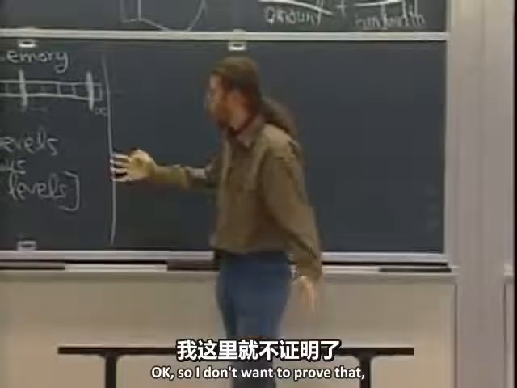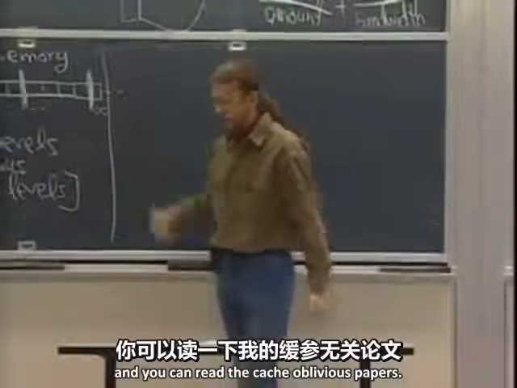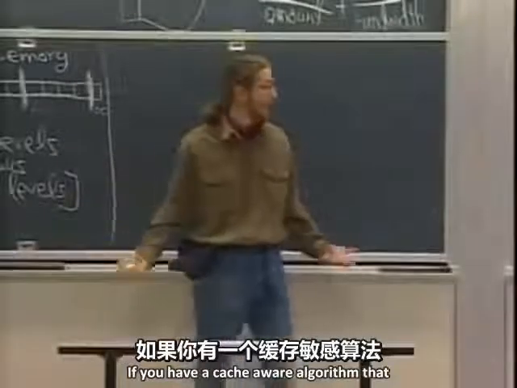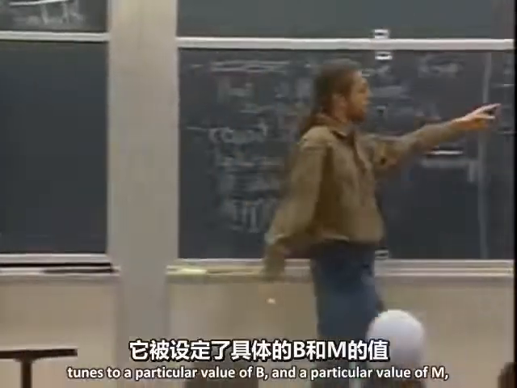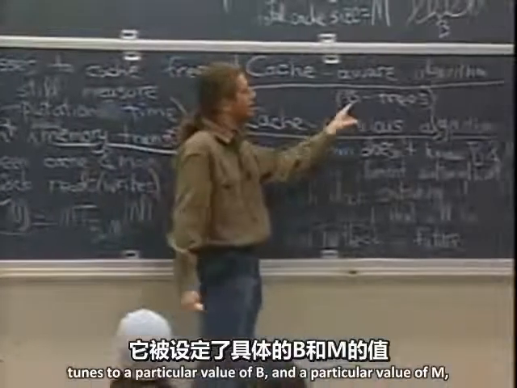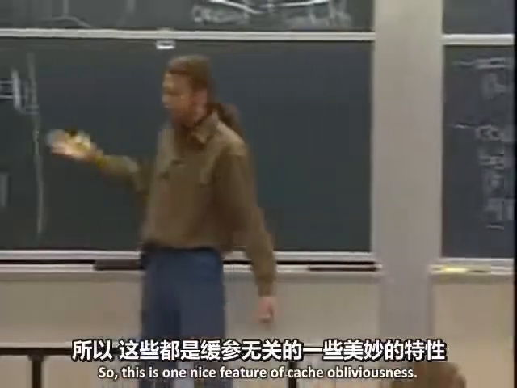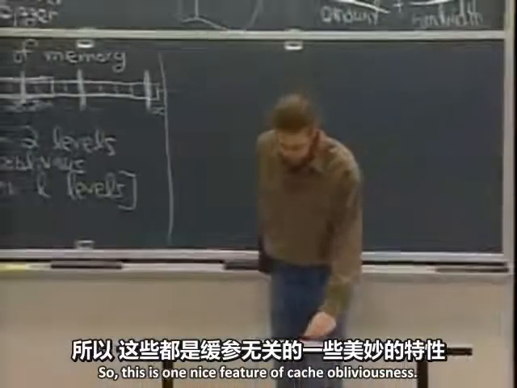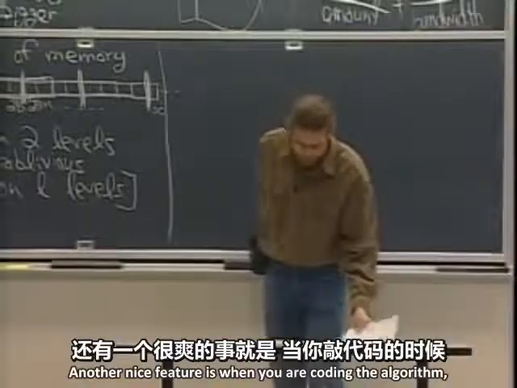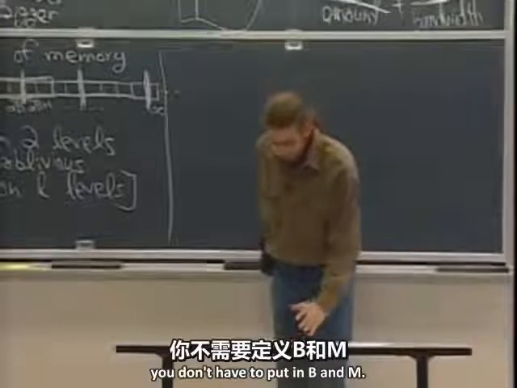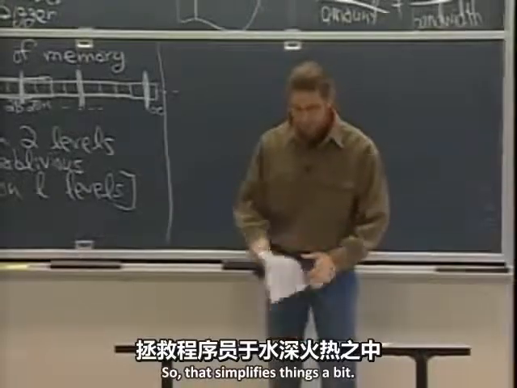I don't want to prove that, but you can read the cache oblivious papers. That's a nice fact about cache oblivious algorithms. If you have a cache aware algorithm that tunes to a particular value of B and a particular value of M, you're not going to have that property. So this is one nice feature of cache obliviousness. Another nice feature is that when you're coding the algorithm, you don't have to put in B and M. So that simplifies things a bit.